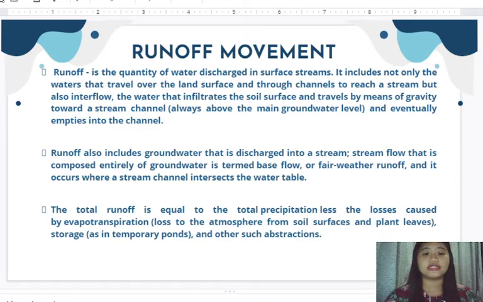Stream flow that is composed entirely of groundwater is termed base flow or fair weather runoff, and it occurs where a stream channel intersects the water table. So the total runoff is equal to the total precipitation less the losses caused by evapotranspiration, or the loss to the atmosphere from soil surfaces and plant leaves, storage as in temporary ponds, and other such abstractions.